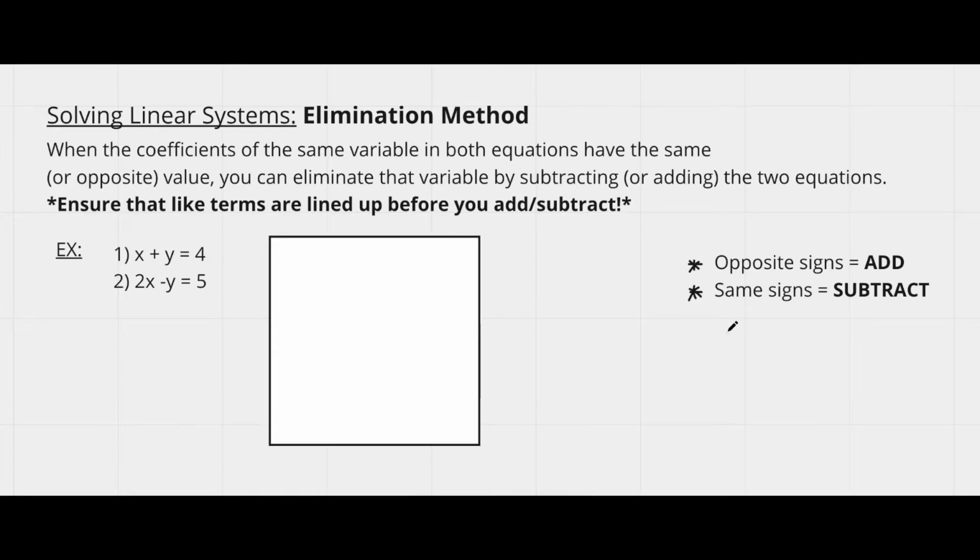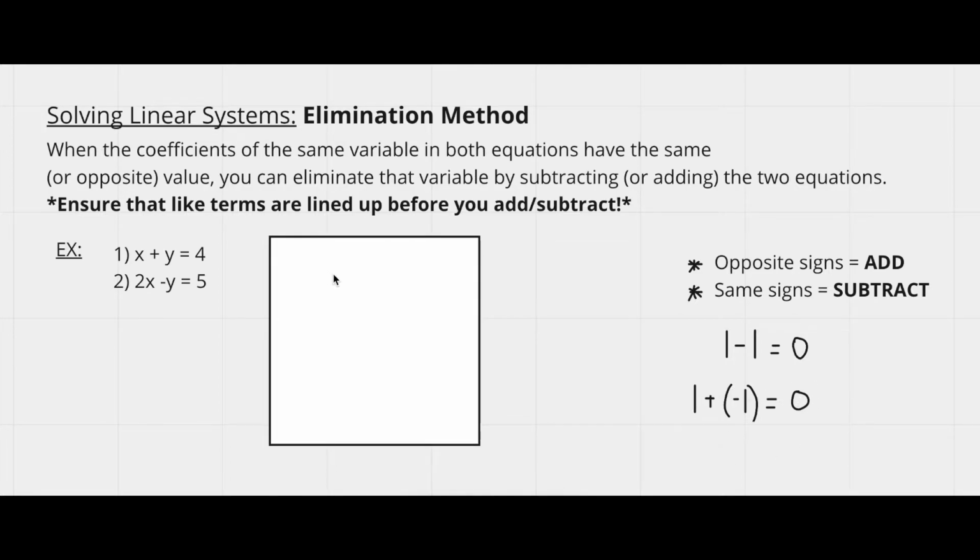So if I said positive 1 minus positive 1, these two have the same signs because they start with a positive, and this is also a positive one that I'm subtracting. And that would equal 0, meaning that would cancel out. So subtraction would be the right operation there. Whereas if I have a positive one and a negative one, then I want to add them together so I can cancel them out. And 1 plus negative 1 is equal to 0.